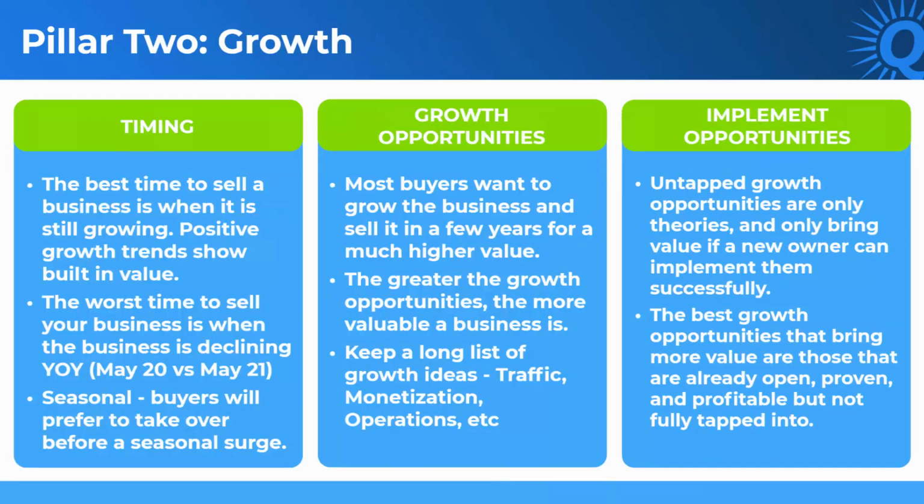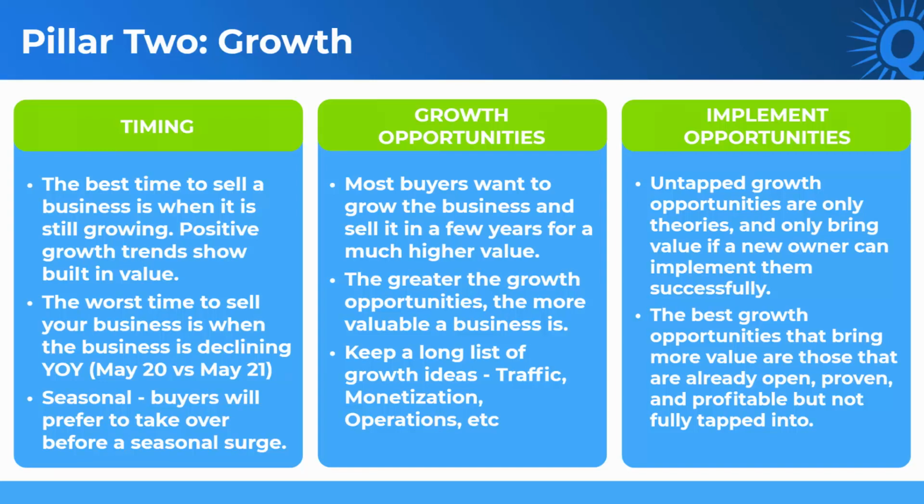All right, so pillar two is growth, right? Breaking this down into three things. So timing: when's the best time to sell a business? The best time to sell is when you're seeing positive growth trends, and the worst time to sell is obviously when you're seeing a negative growth trend. And the negative really hurts. So if you're starting to see some negative stuff, you've got to sell super fast unless you'll be able to turn it around. Because not only does the negative hurt your profit, right?